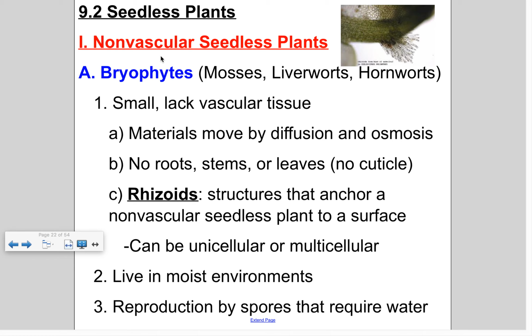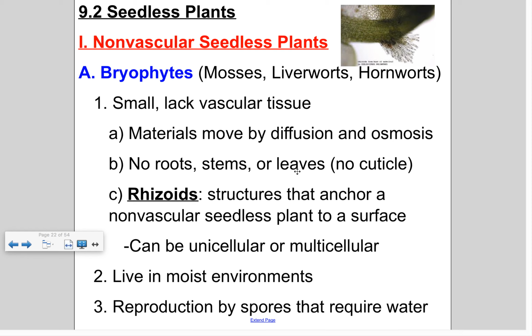So how do they move things? We're going to talk about rhizoids, but they tend to move things through diffusion and osmosis. Because they don't have any vascular tissue, diffusion and osmosis is their primary means of transporting water, sugar, and nutrients from one cell to the other. They have to make sure that the concentration moves from a high concentration to a low concentration.